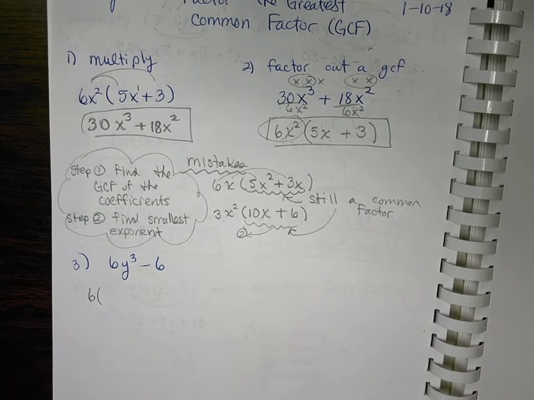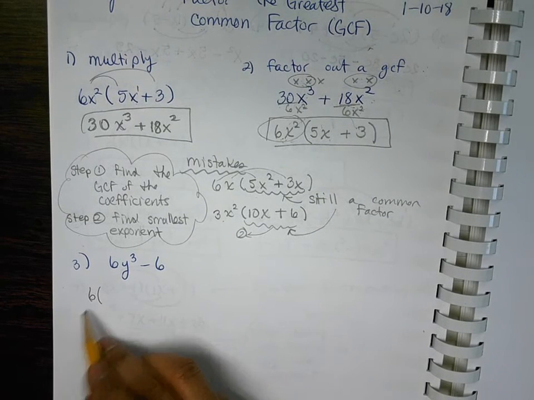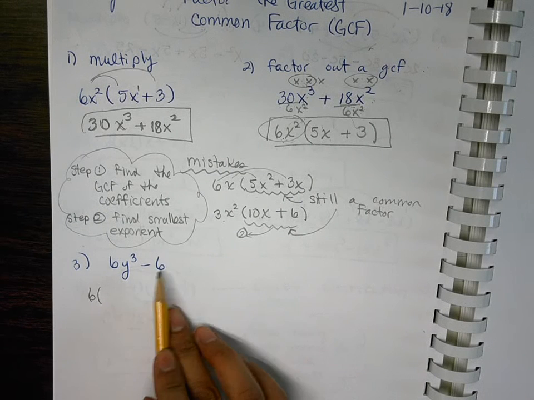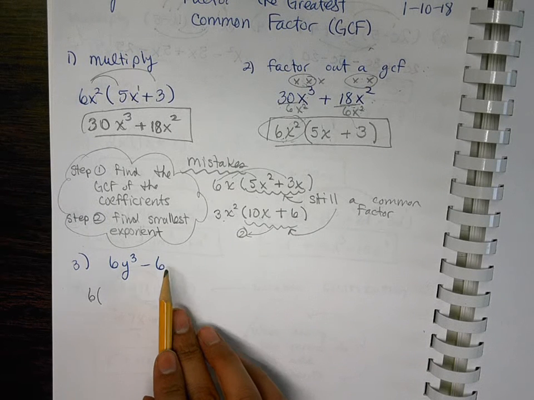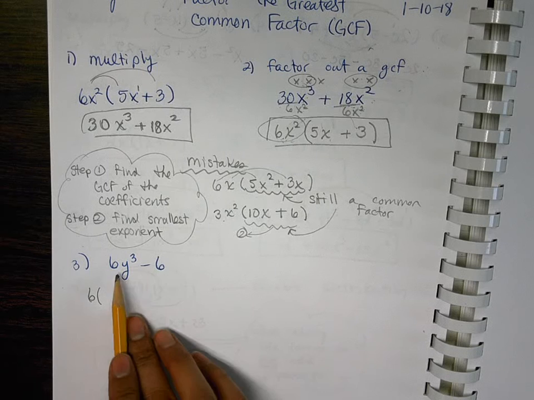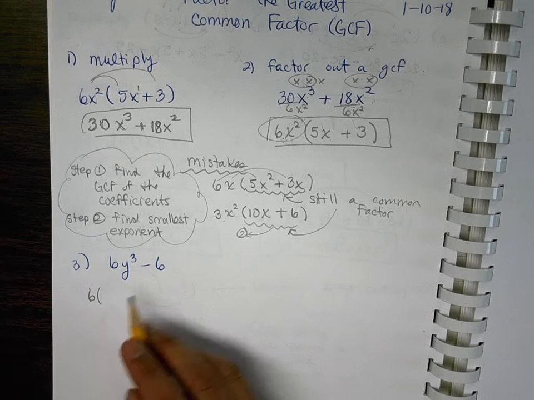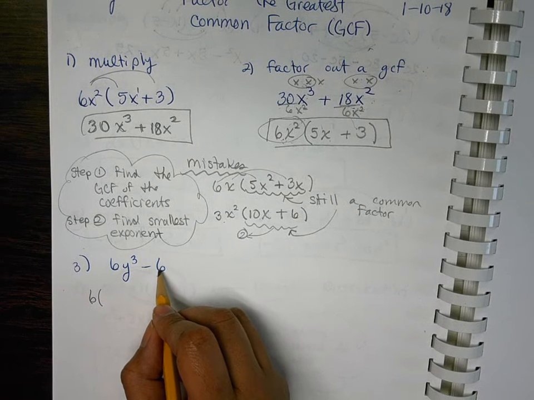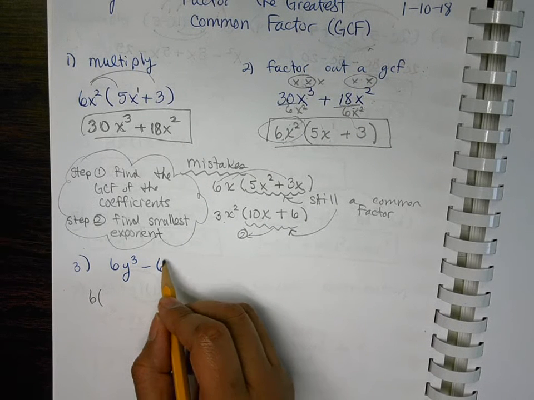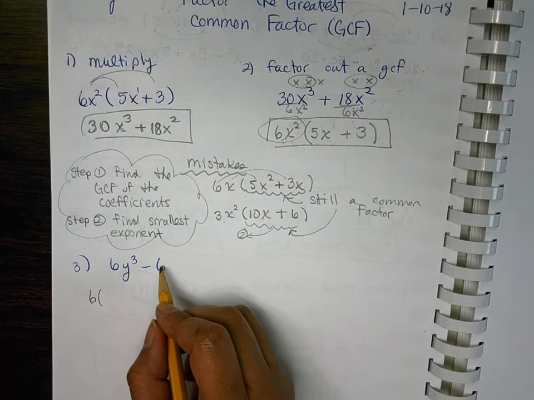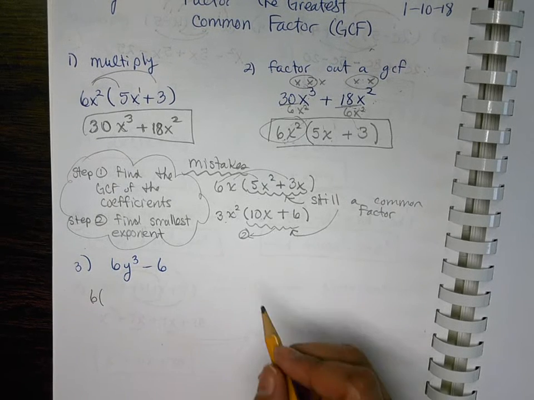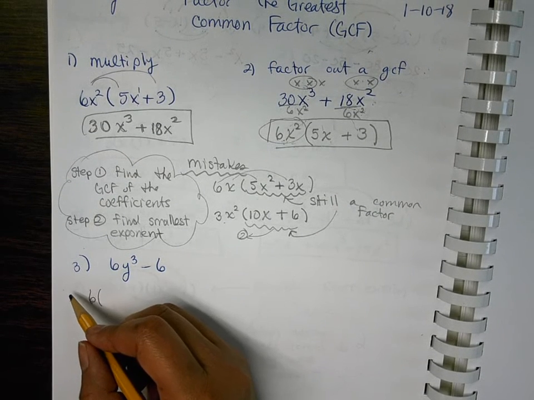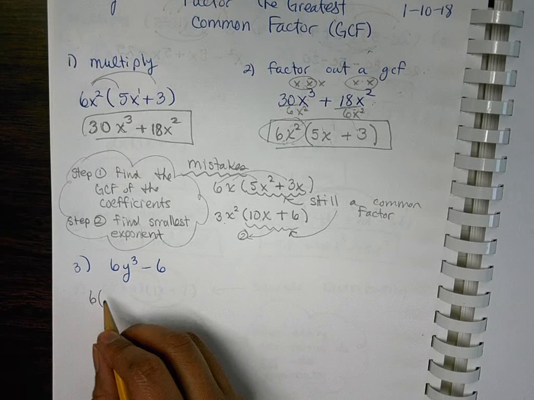Can anybody explain why it's just 6 and not 6y or y squared? Because the y has to be cubed on the inside for the -6 to work. Okay, so why can't I put 6y or y cubed out here? Because this guy at the end doesn't have a variable. Do you see that? If any one of your terms does not have a matching variable to what you're pulling out, then you're not going to put that as part of your GCF. All right, and now we work backwards.